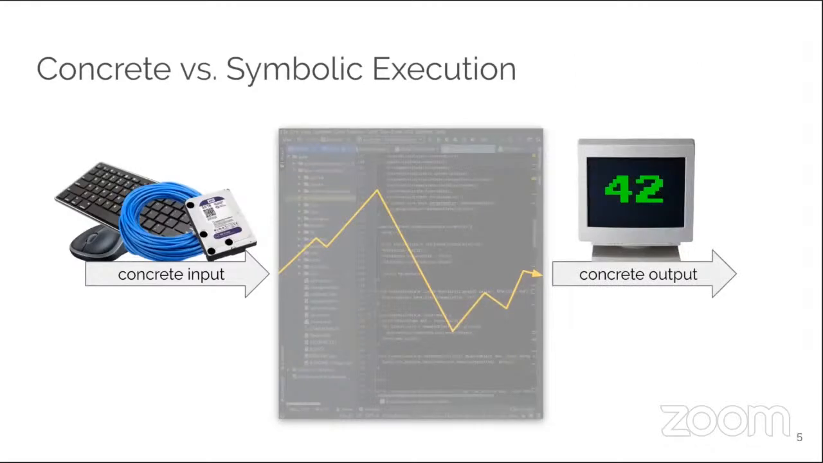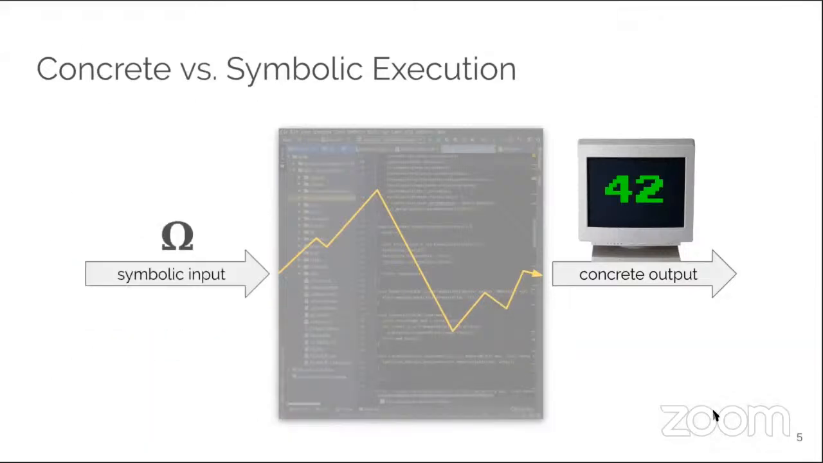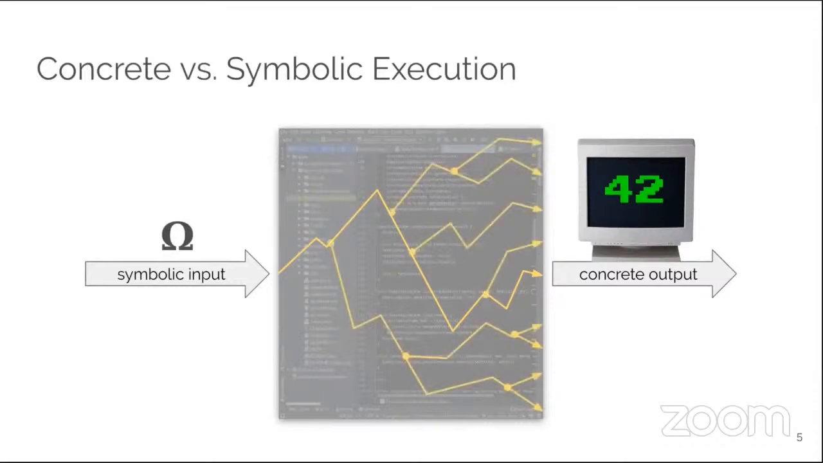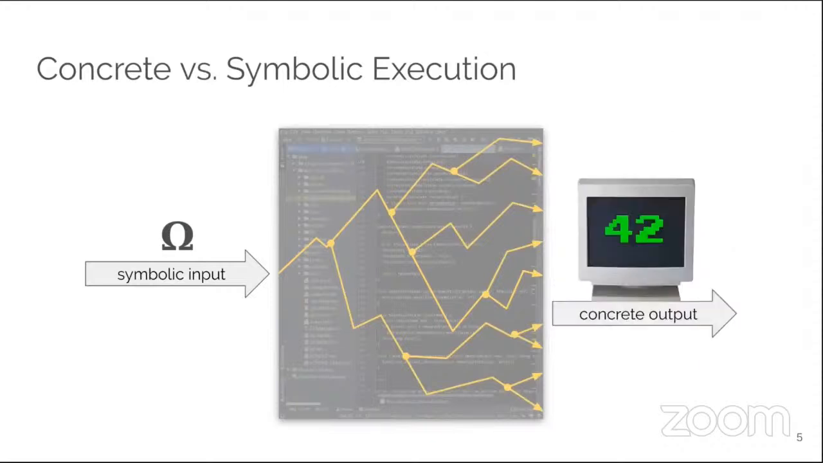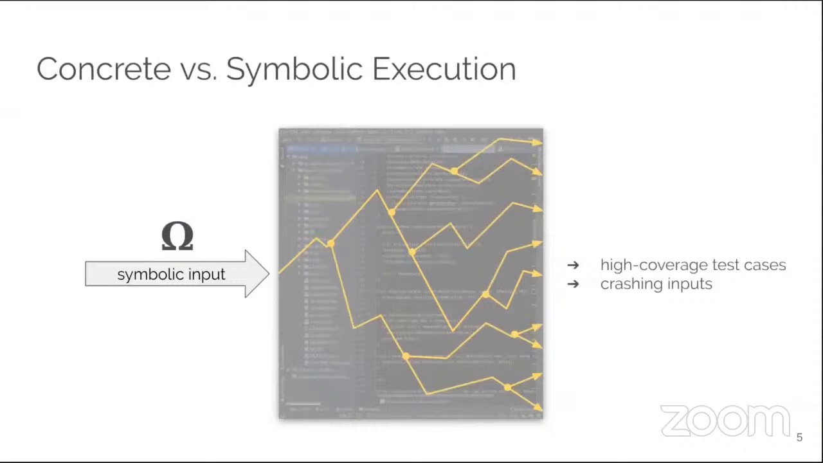Symbolic execution, on the other hand, replaces inputs or parts thereof with symbolic values. Such symbolic values represent the whole domain of an input and not just a single concrete value. Hence, a symbolic execution can follow all feasible paths, resulting in an execution tree. We will come back to the tree a little bit later. Whenever a symbolic execution engine finishes a path, it can produce a test case or a crashing input if a bug was found.